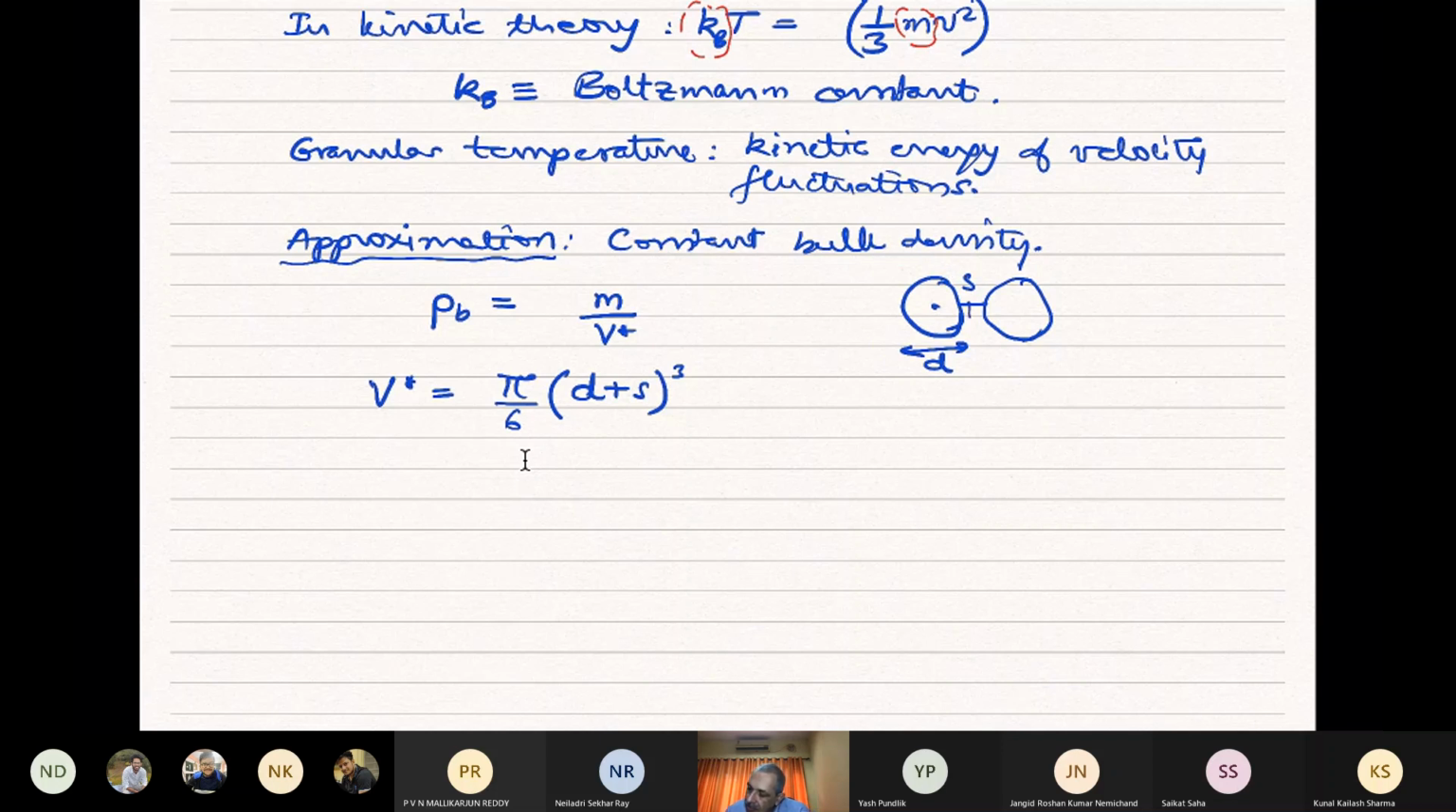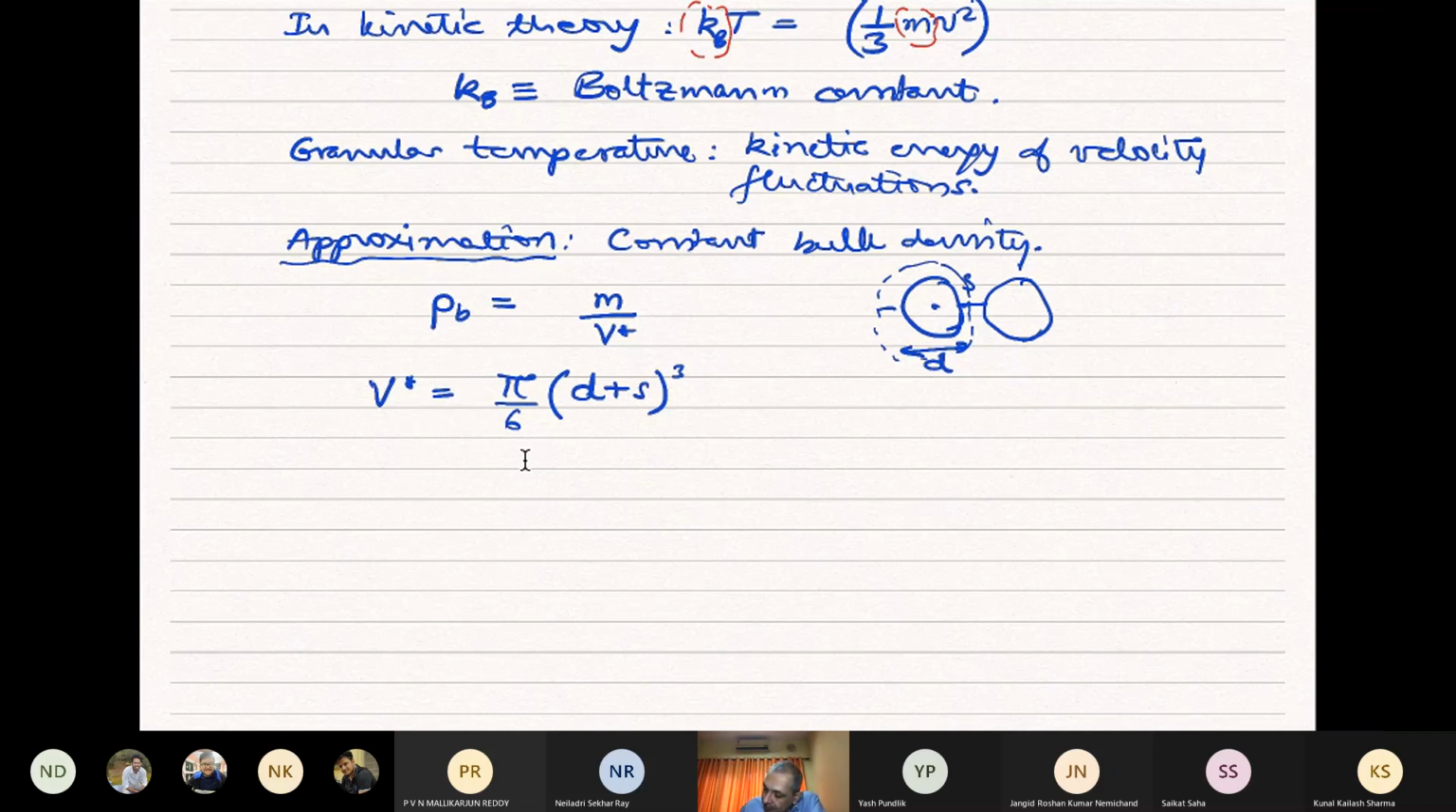So this sphere will go around half like this. So this is s by 2, then over here also there will be s by 2. So that's why it's (d plus s) whole cubed. So this is a very simple way of putting it in.